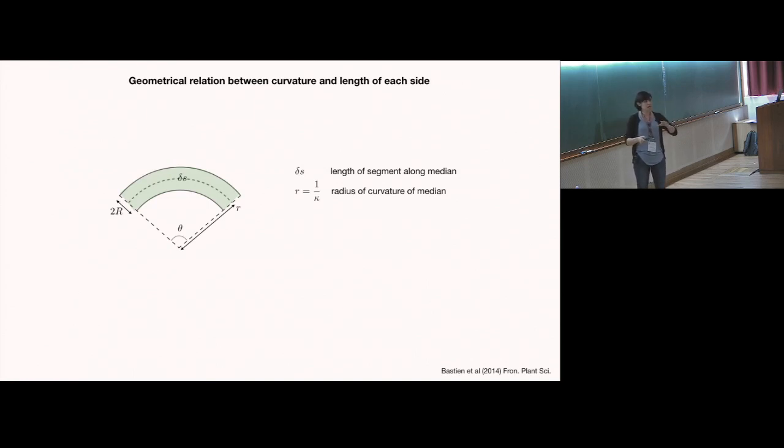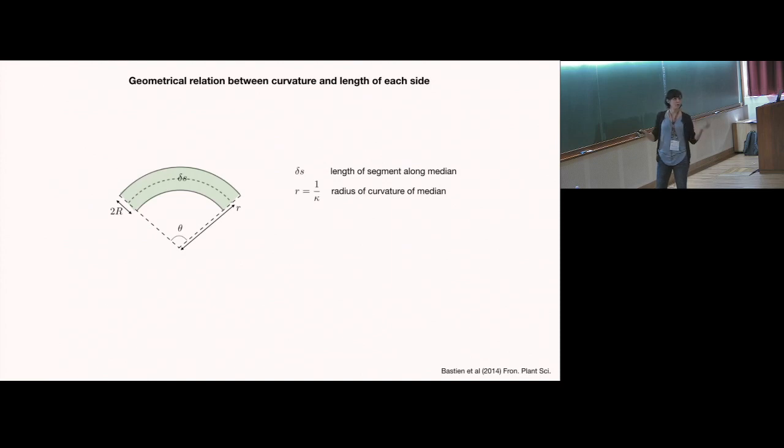So the first thing to do is to get some geometrical relation. We'll see exactly what. If this is our segment, and we say that the radius is twice r, where r is the size of each side, delta s is the length of the segment along the median.